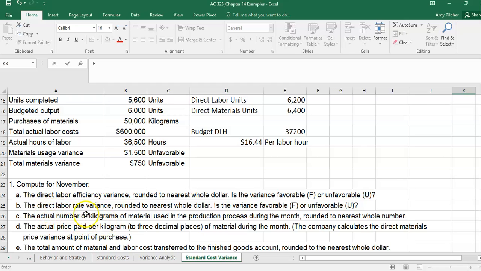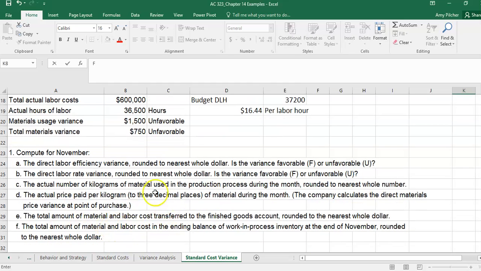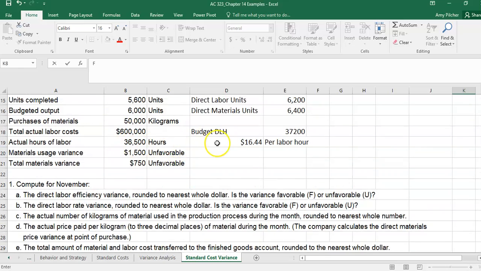The next thing that we have are the materials variances. So what it tells us is the materials usage variance and the total materials variance. So instead of giving us the quantity, it wants us to calculate the quantity based on the variance. So we already have the variance. Now we need to back into the quantity information. So we need to figure out a couple of things. One is how much is our standard quantity of materials, and then how much was our actual usage of material.